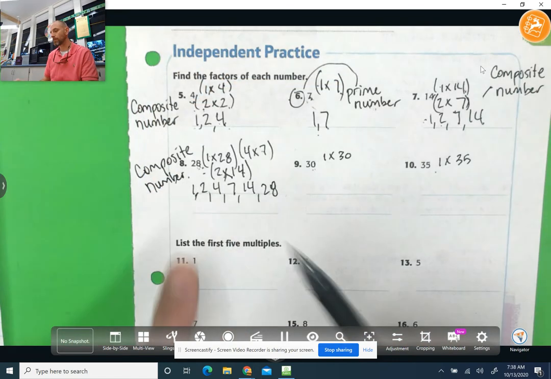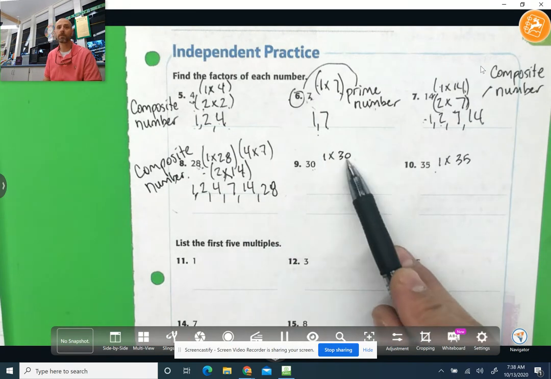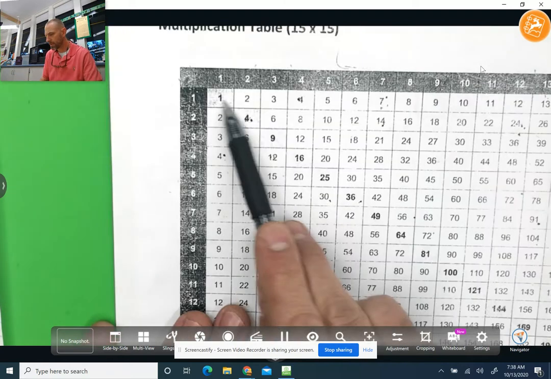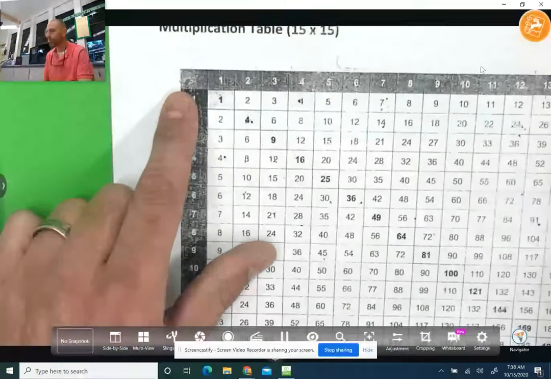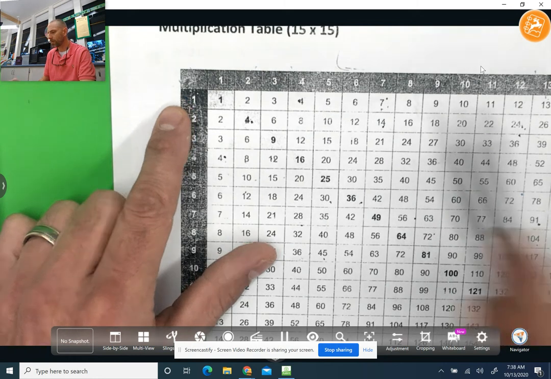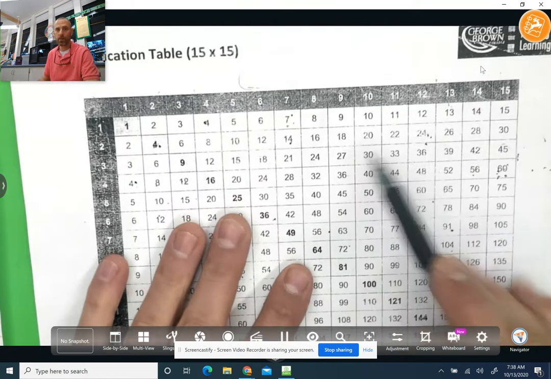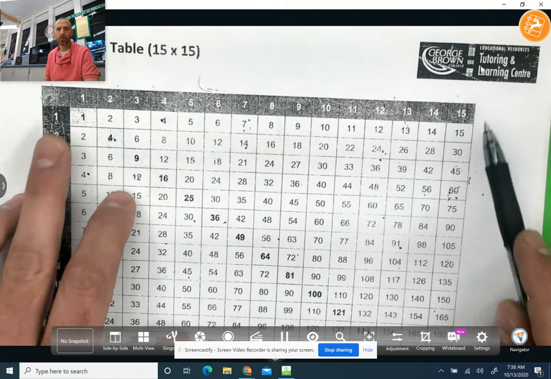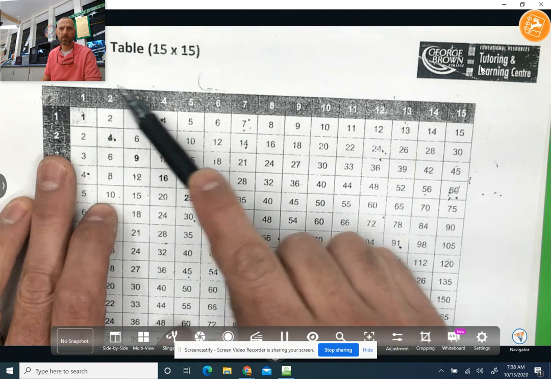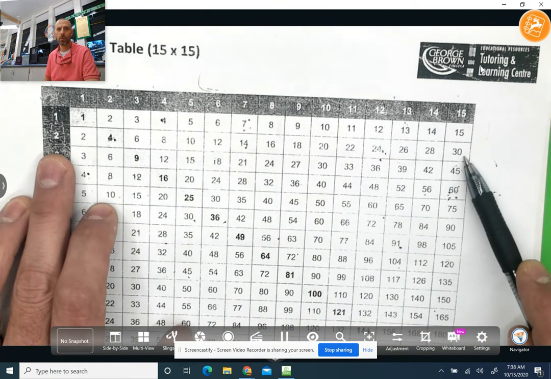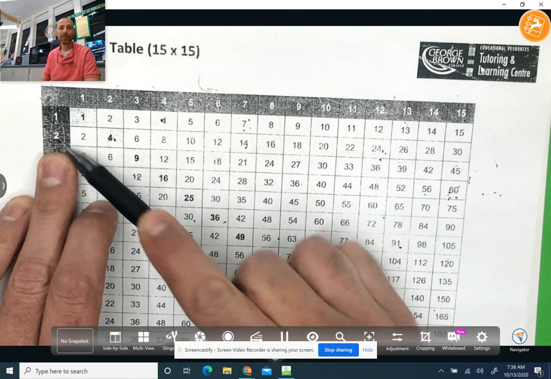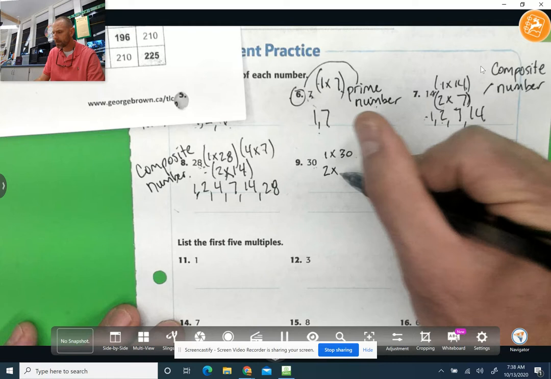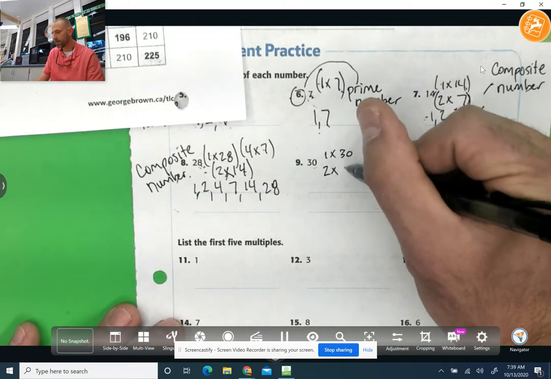All right, 1 times 30 is our first factor pair of 30. Let's see if there's any others. We don't have a factor size of 30, but we know that 1 times 30 would be all the way over here somewhere. But we already got that. How about 2 times something? 2 times 15. 2 times 15 is 30. 30 is an even number, so we know that 2 times something is a factor pair.